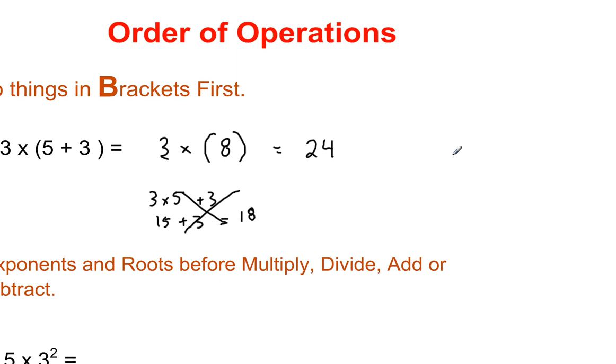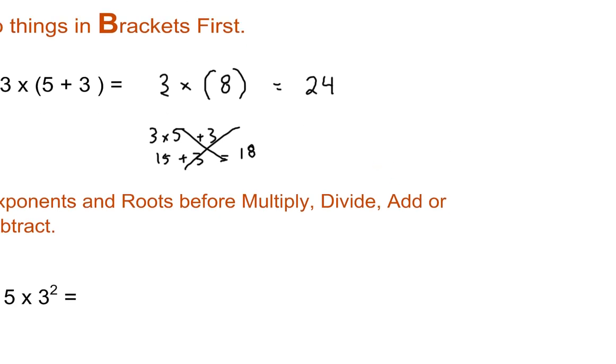Well, what about exponents and roots? Well, they come second. So exponents and square roots come before you multiply and divide. In the next example, we have 5 times 3 to the power of 2, or 3 squared, which means we do the exponents first. The 5 times we don't deal with yet. 3 squared is the same as 3 times 3, which is 9. And we have 5 times 9, which is 45. That's the order we do: first the brackets, then the exponents.